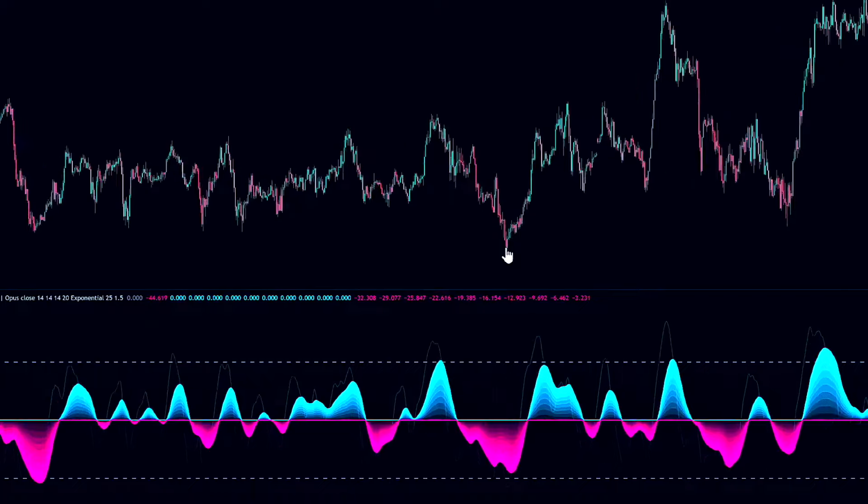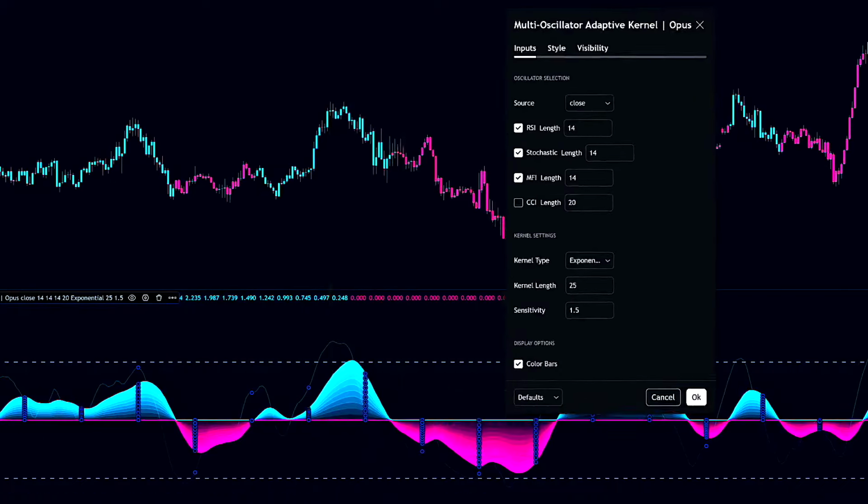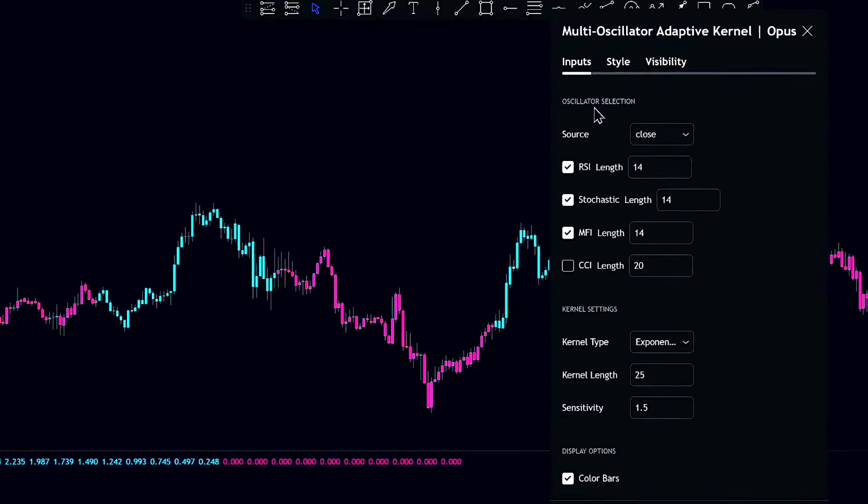Let's take a quick look at the settings. Open them up and you'll find a few sections. In the oscillator section tab, you can choose stuff like the price data source, close, open, whatever, and set lengths for built-in oscillators like RSI, default is 14, stochastic, default is 10, MFI, default is 14, and CCI, which is by default at 20. For the strategy we're talking about, we're keeping the defaults, so no need to tweak unless you're itching to experiment later.